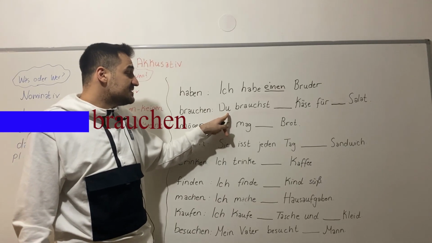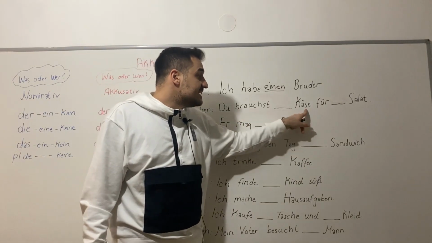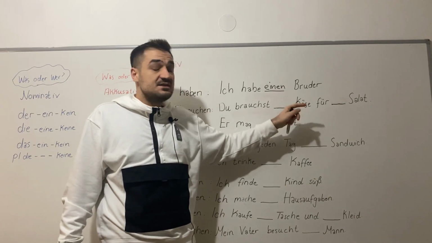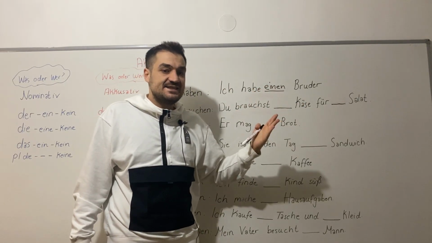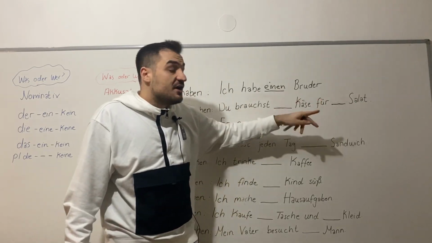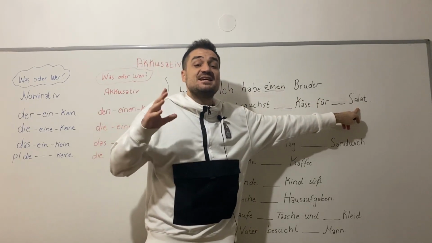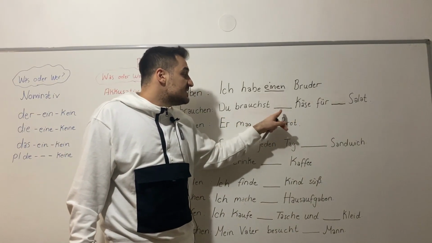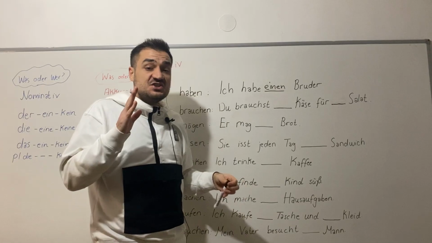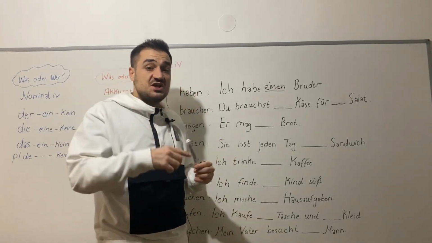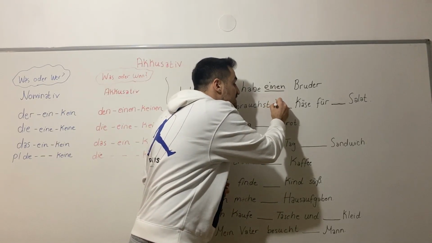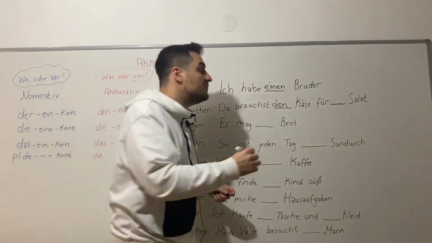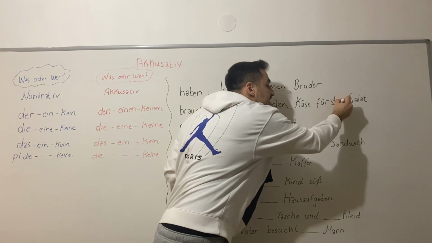This example sentence is du brauchst Käse. Käse means cheese. And the article of Käse, the nominative article, is der Käse. For the salad. Salat is der Salat, the article. Here in this case, you need the cheese. The cheese in this case, der, we are changing it to den, because I want to say the. And here, for the salad, für den Salat.